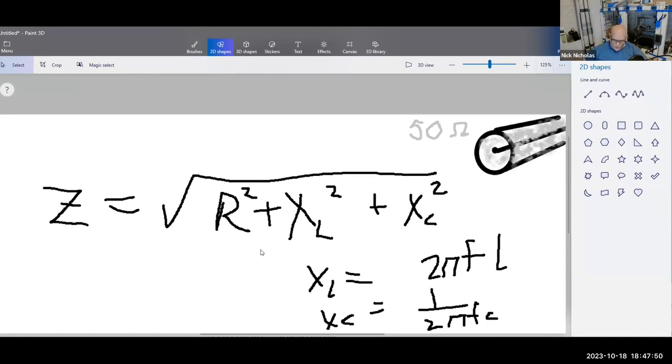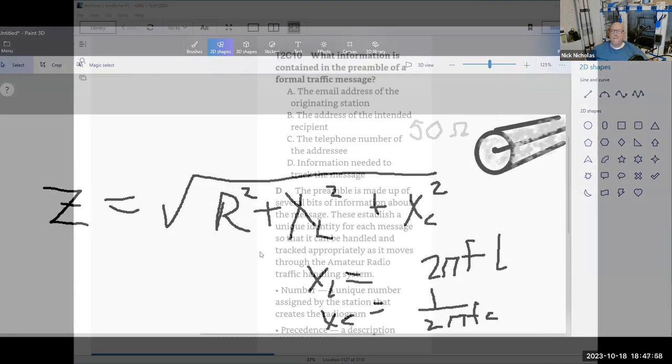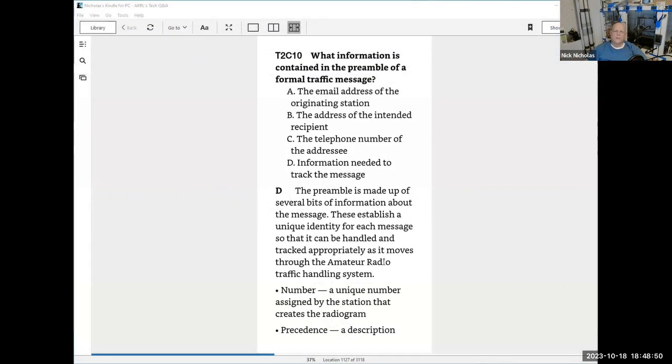I will, though, at some point in the near future, bring this up again when we're dealing with antennas, because it's important for antennas. And we're going to start with question T2C10.